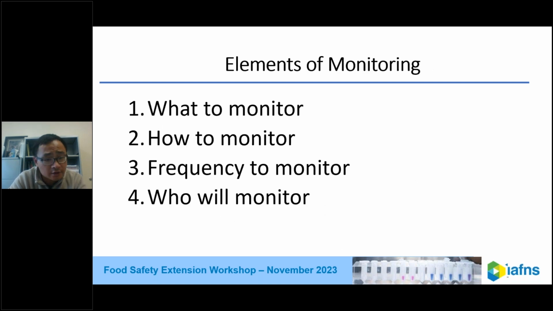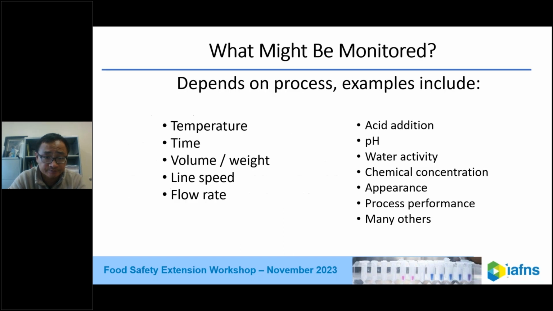Now, here is a key thing: what we should monitor, how we should monitor, how often we should monitor, which means the frequency, and who should monitor. Is it always the supervisor who should monitor? Not necessarily. Sometimes line personnel is better than that. So we will talk about that a little bit.